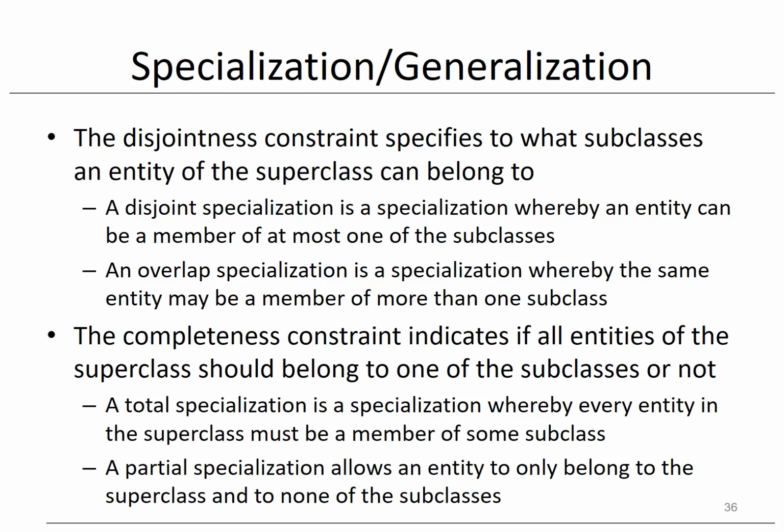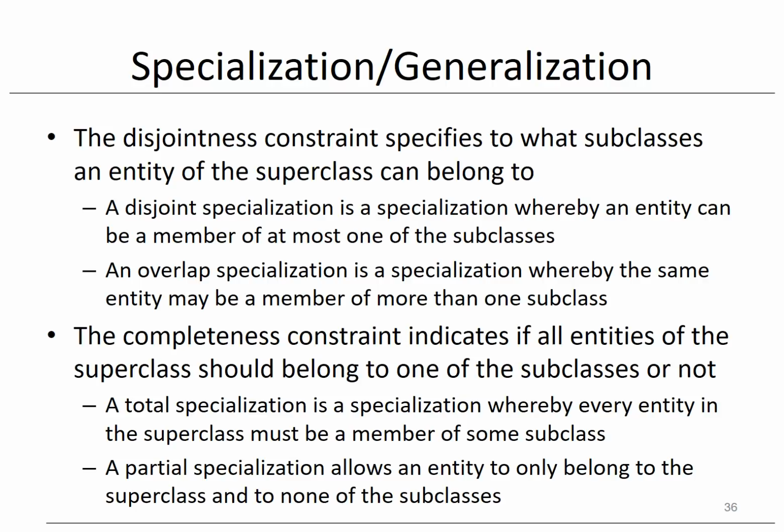A specialization can be further qualified in terms of its disjointness and completeness constraints. The disjointness constraint specifies what subclasses an entity of the superclass can belong to. It can be set to either disjoint or overlap. A disjoint specialization is a specialization whereby an entity can be a member of at most one of the subclasses. An overlap specialization is a specialization whereby the same entity may be a member of more than one subclass.